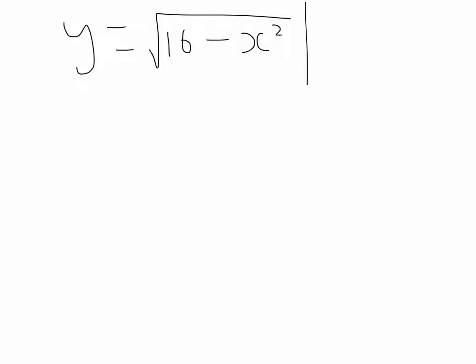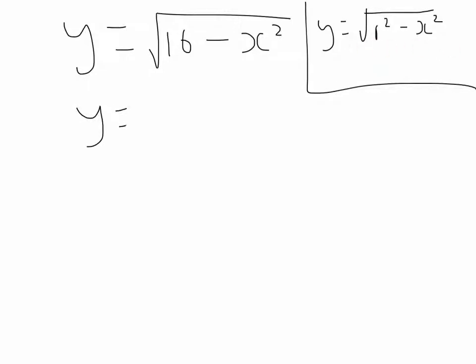Say we have y equals the square root of 16 minus x squared. We know that the form that you would have just seen is y equals square root of r squared minus x squared. So I need to turn this 16 here into something squared because that's what our original rule has. And that's quite easy. y equals the square root of 4 squared minus x squared.